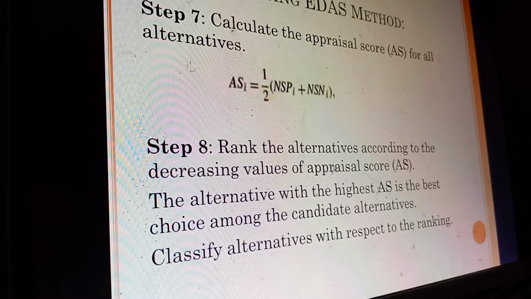Step 8, rank the alternatives according to the decreasing values of the appraisal score, AS. This is the final step. The alternative with the highest AS is the best choice among the candidate alternatives. So we can classify the alternatives with respect to this ranking.